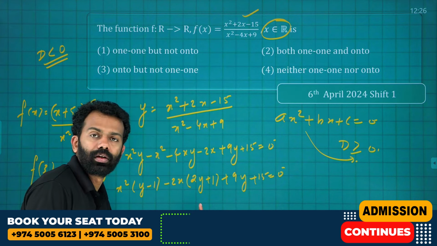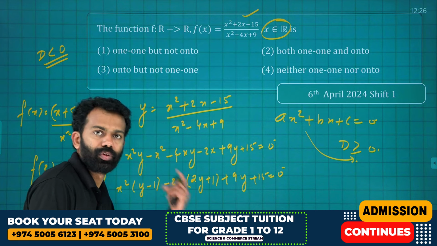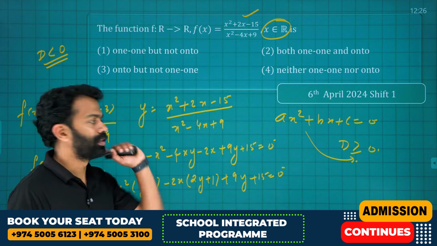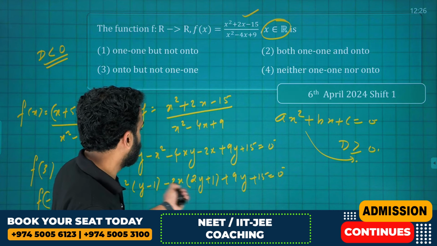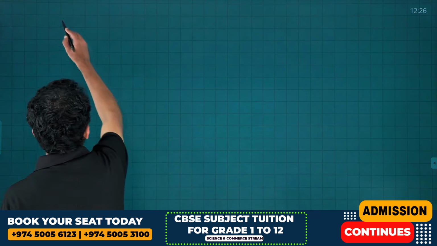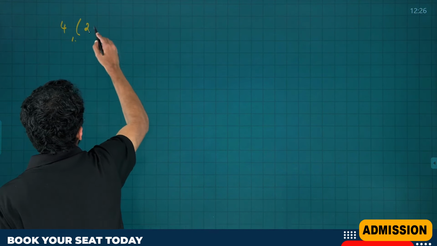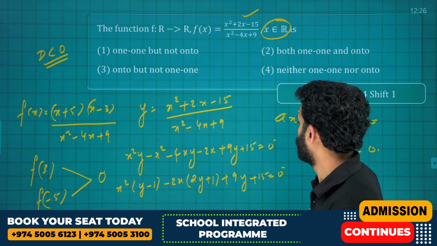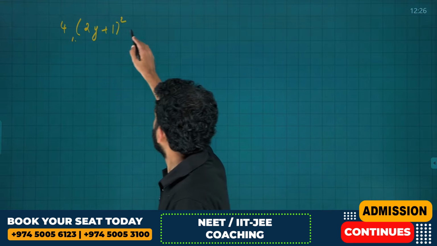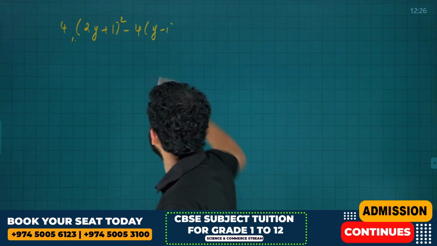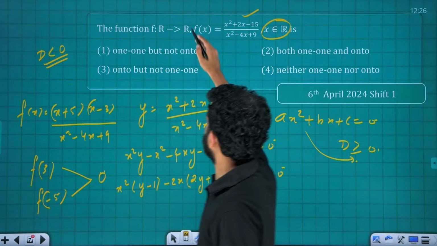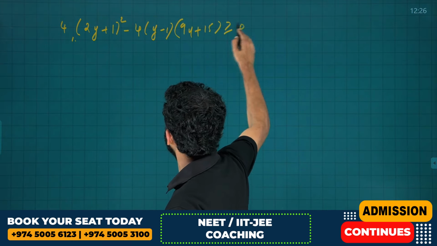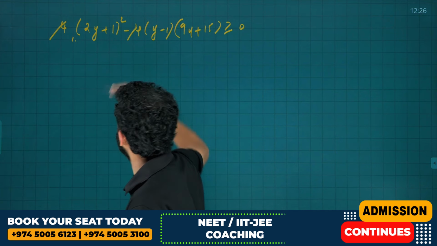Therefore, we already know the roots of this quadratic equation are what? Real. Therefore, its discriminant should be what? Greater than or equal to 0. That we can operate in the next slide. Okay, therefore, the square of this will be 4(2y + 1)² minus 4(y - 1)(9y + 15), that should be greater than or equal to 0. Okay, this and this got cancelled.